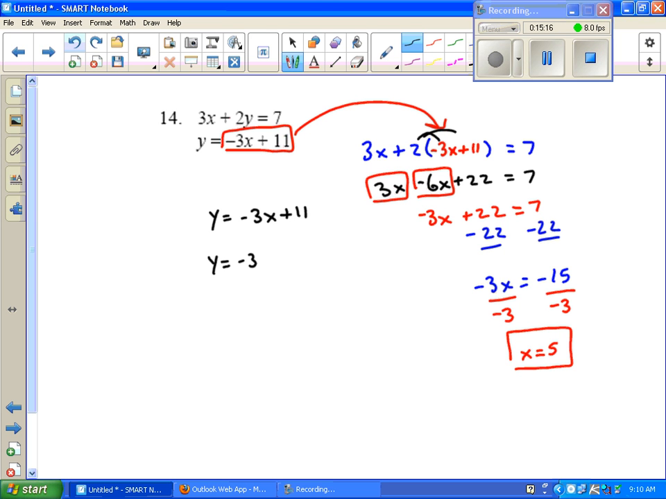y equals negative 3 times, in this case, we have the value 5. So negative 3 times 5 is negative 15 plus 11. And when you add negative 15 plus 11, y equals negative 4. So you have x and y's value. x comma y is 5 comma negative 4.